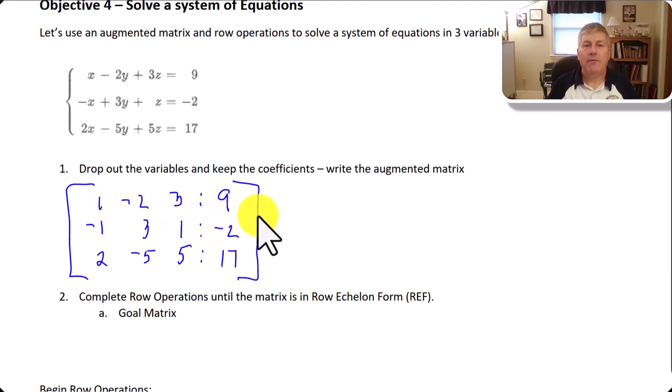I've copied the information down. I've simply dropped the variables out. I have a column of x's, a column of y's, a column of z's, and then my constants. And if a variable is missing, we would just put 0 as a placeholder in that spot. So we have our equation 1, equation 2, equation 3, and our x's, y's, z's, and our constant.